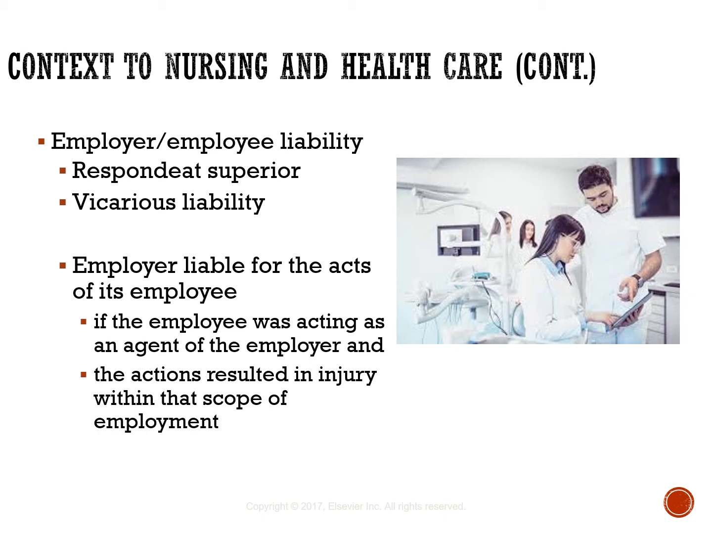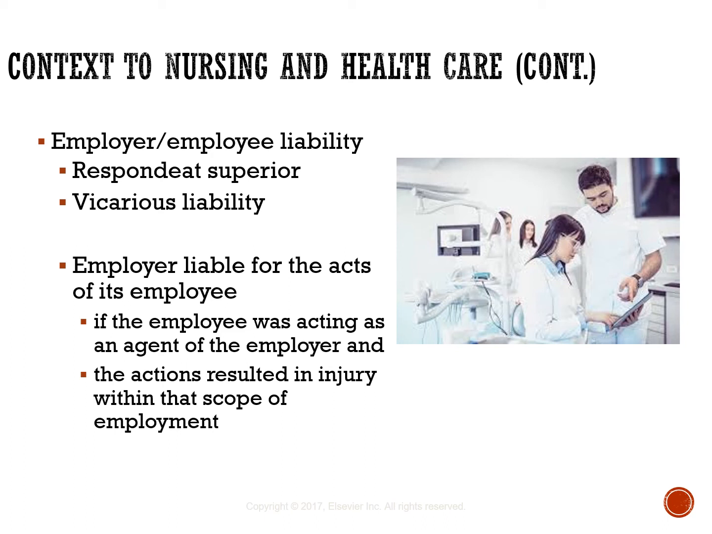Under vicarious liability, an employer can be liable for the acts of its employee if the employee was acting as the agent of the employer and the actions that resulted in injury occurred within the scope of employment. Thus, an employer would not be liable for injury that happened while the employee was not at work or injury that resulted from activities that were outside of the employee's scope of practice.